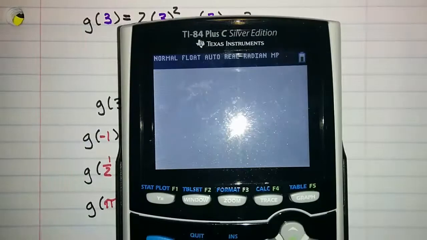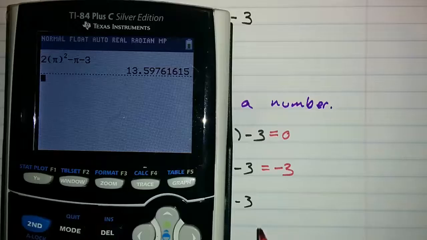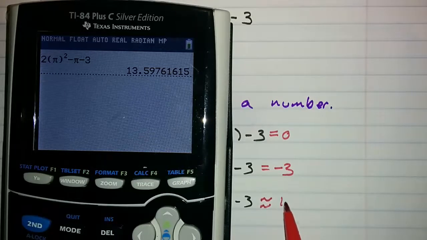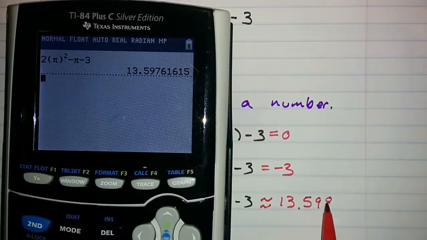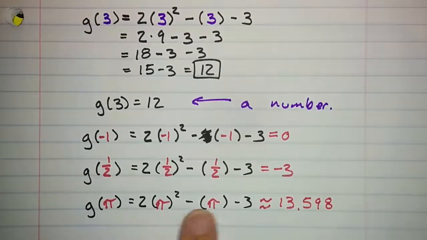I could even do pi if I felt like it. I would get 2 times pi squared minus pi minus 3. This is going to be some horrible decimal. This is about 13.598. Seems a reasonable place to round to. Any number I like, I can plug it in here just by writing it wherever x turns up in my definition of g.